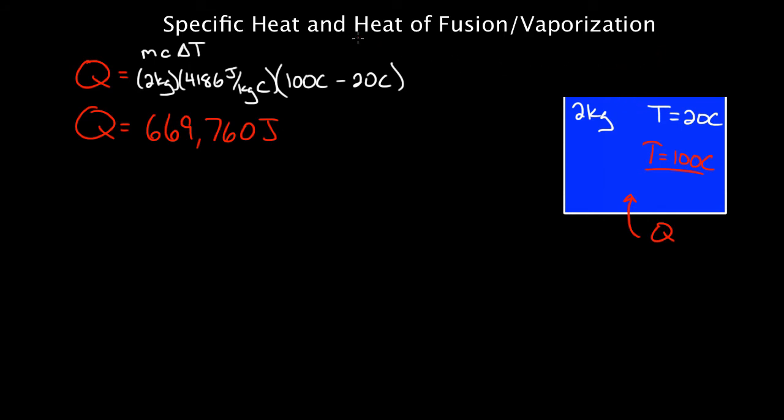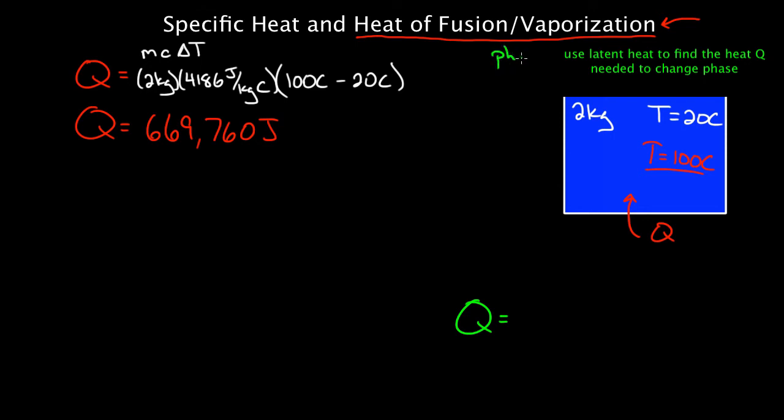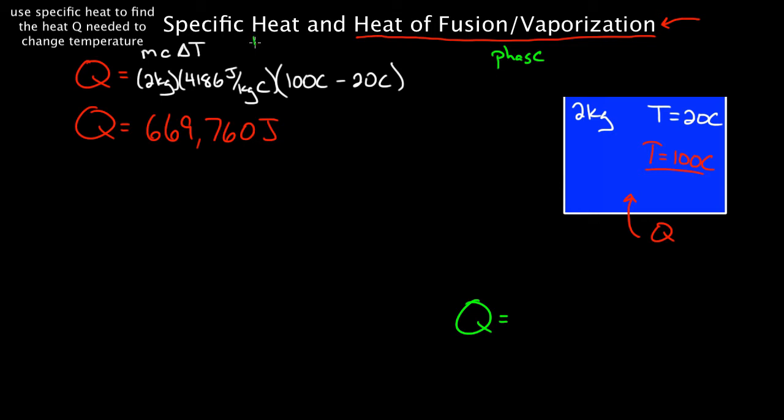For that, you need to know about the heat of fusion and vaporization. In this case, since it's boiling, the heat of vaporization, because we're turning liquid into vapor. If we were turning liquid into a solid, it'd be the heat of fusion. The formula for the heat of fusion and vaporization looks like this. Q is the amount of heat you need to add in order to change the phase. This is what happens when you change phase. Heat of fusion and vaporization. Specific heat is what happens when you change temperature.